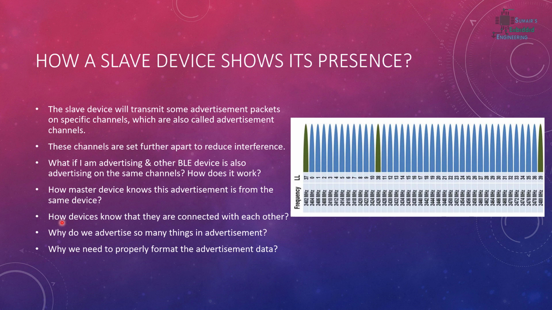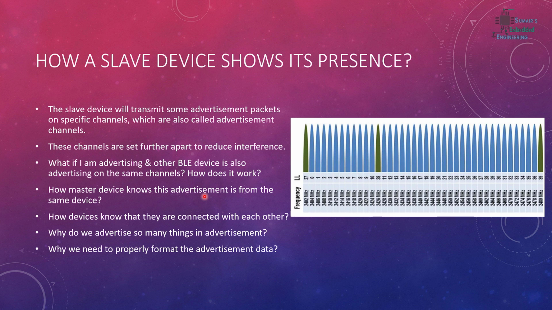Let's move to the next question. How do devices know that they are connected with each other? In Bluetooth, when a slave device advertises some data, after the advertisement, if the master device is interested and wants to connect with the slave device, it's going to send a connection request. Then the slave device is going to receive this connection request, and then the slave device is just going to start a connection.